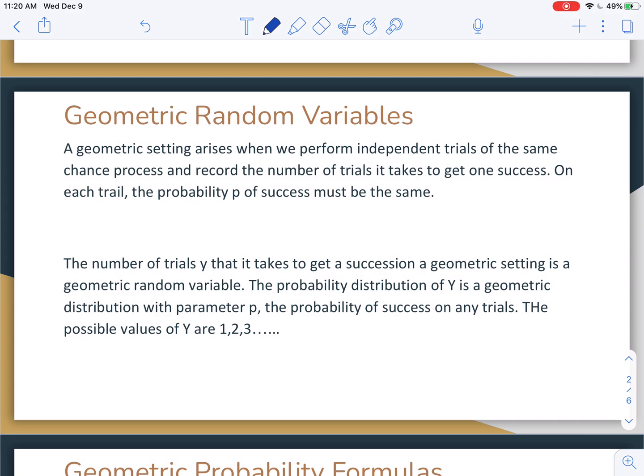The only difference is now we're not setting a number of trials and seeing how many successes we could get in that trial. We're saying, all right, we have an endless number of trials to get to a success. How many trials is it going to take us to get to that success? That is the difference between a binomial random variable and a geometric variable.